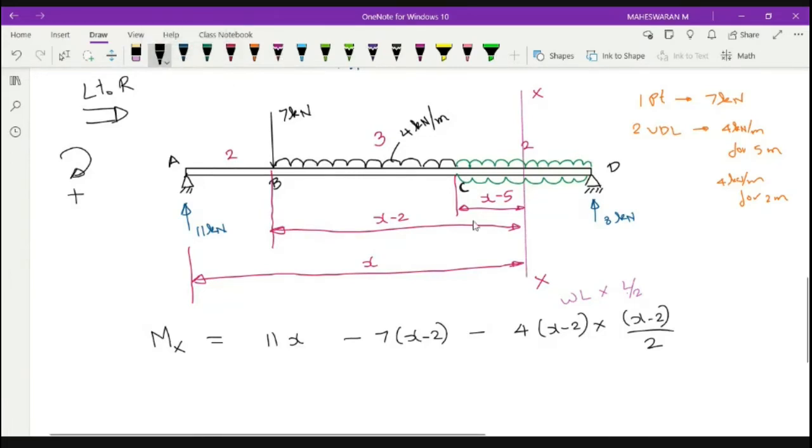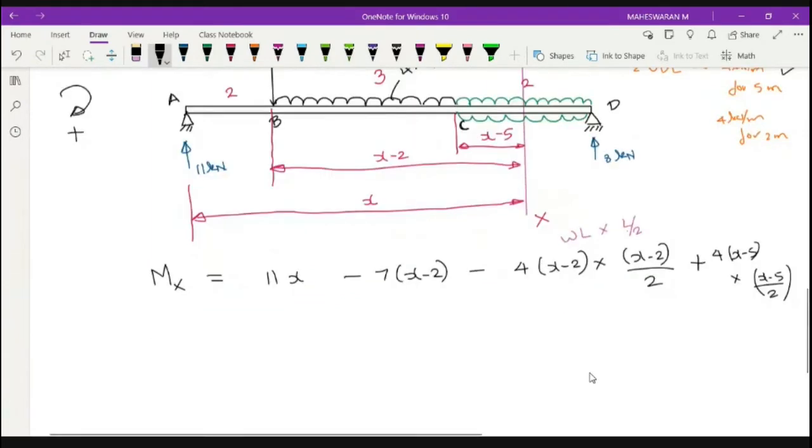What do you have? Another UDL. I have taken the UDL from B to X. So this part is over, this part is over. Another UDL is here, which is the x minus 5 distance. How is it rotating? It is rotating in clockwise, as before. So it is positive. So plus, same, 4 into (x minus 5) into (x minus 5) by 2. Are you getting it? Yes, sir.